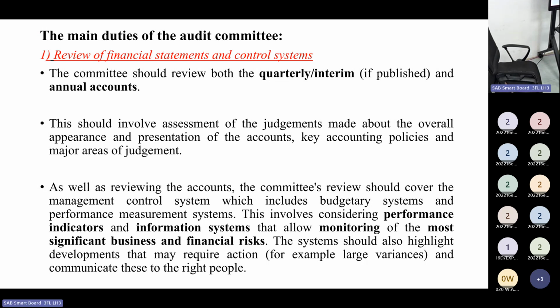Done all the way, sir? What are management controls? What are the management controls? Any idea? No? Anyone? Management controls.